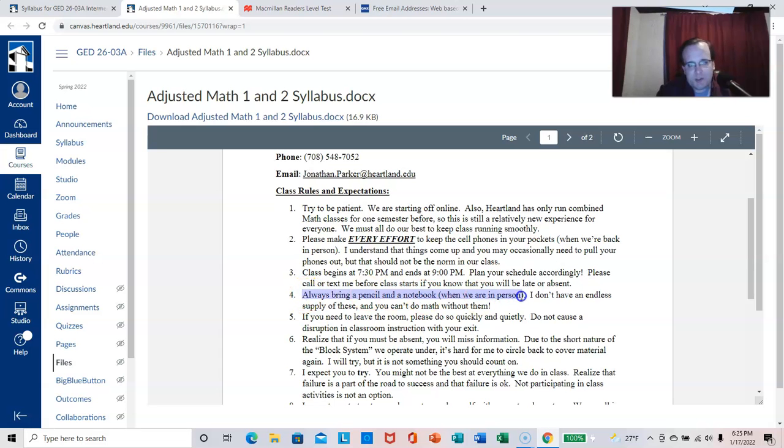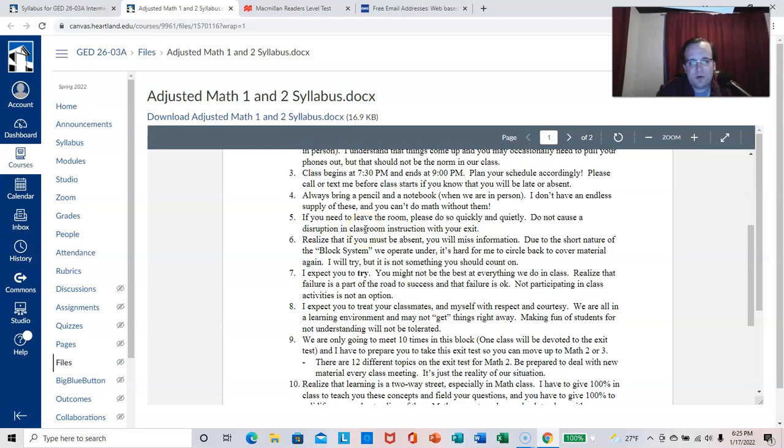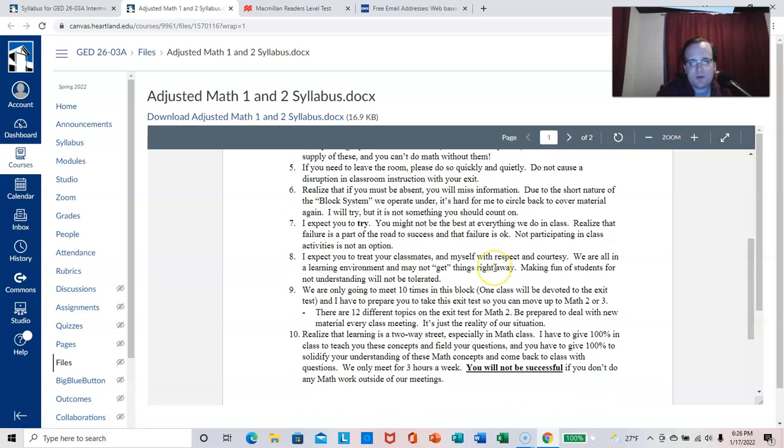So when we're in person, bring a pencil and a notebook. If you need to leave the room, do so quickly and quietly. Do not cause a disruption in the classroom instruction with your exit. Again, that applies to next week going forward. In your own home, I don't care how loud you are. Realize that if you must be absent, you're going to miss information.